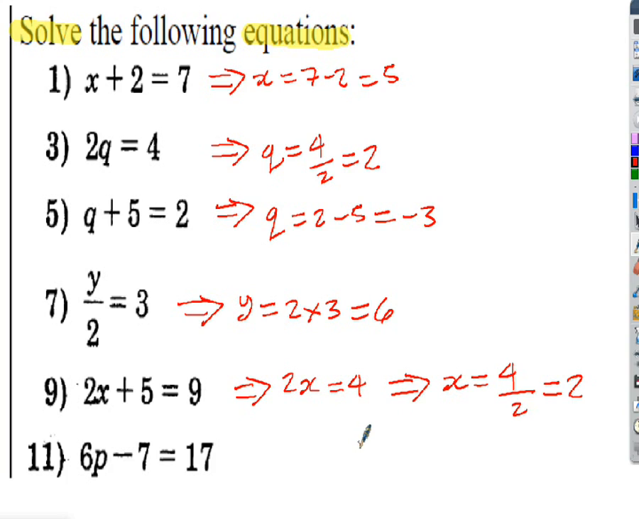Finally here, question 11, 6p minus 7 is equal to 17, p is the variable, so in this case I will start by adding 7 to both sides. So 6p is equal to 24. And now to solve for p, I simply divide both sides by 6. So p in this case is equal to 24 divided by 6. So that's equal to 4.